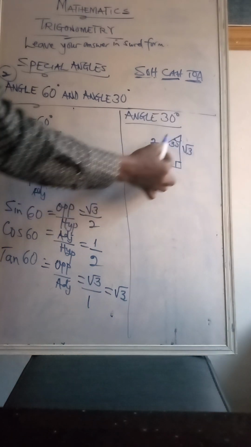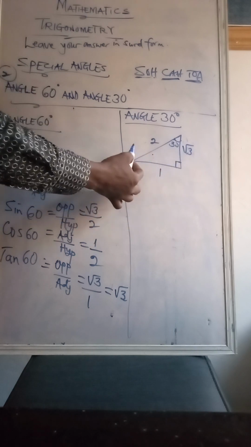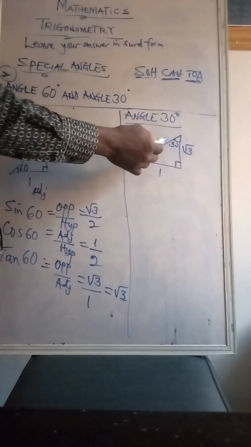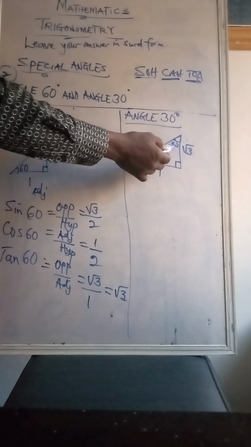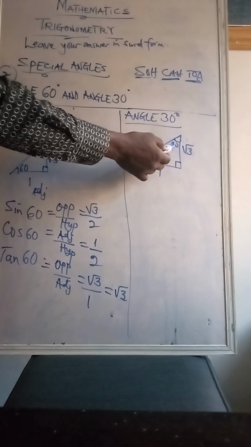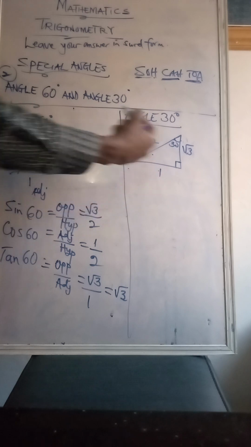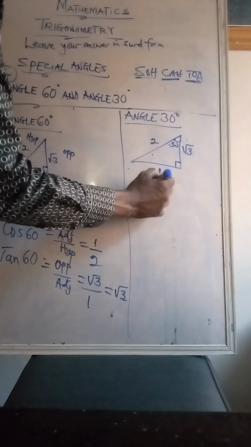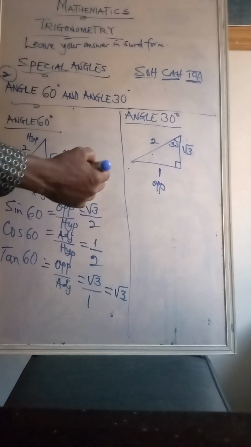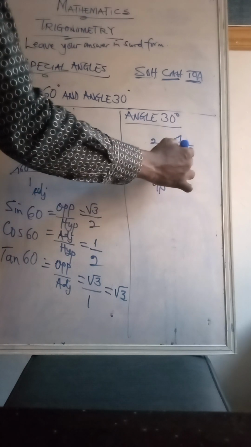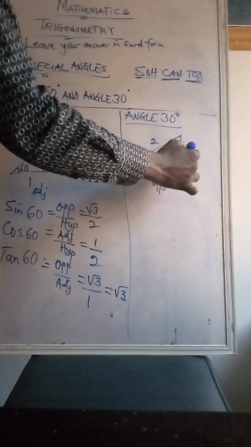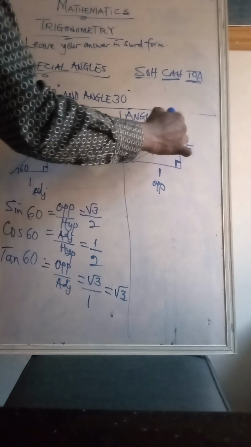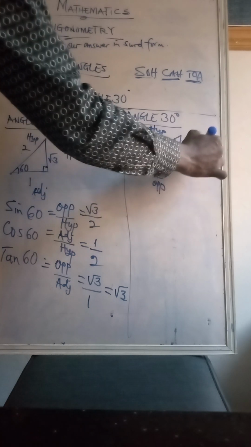Now, considering the same triangle for angle 30, we found that where that angle 30 is facing is here. So anywhere something is facing, that's opposite. So the angle is facing 1. So that means this one is my opposite. The right angle is here, which is angle 90. Where that angle 90 is facing, that's what we call hypotenuse, while the third side we call adjacent.